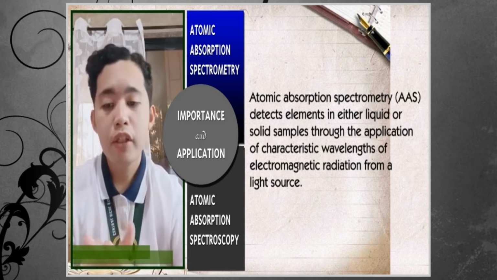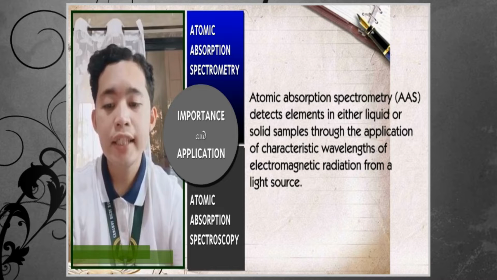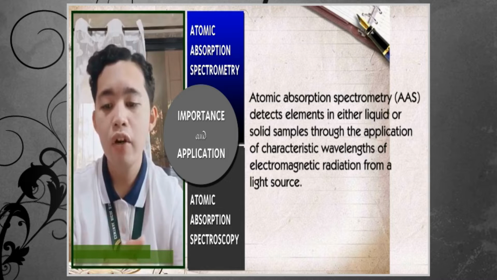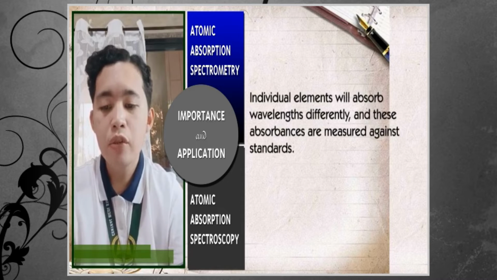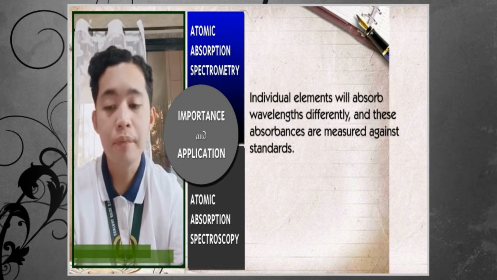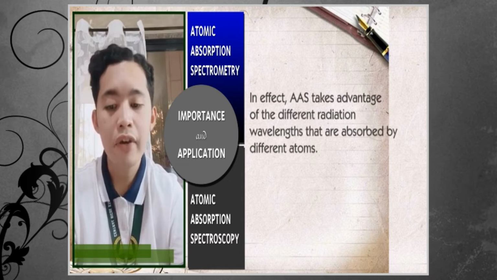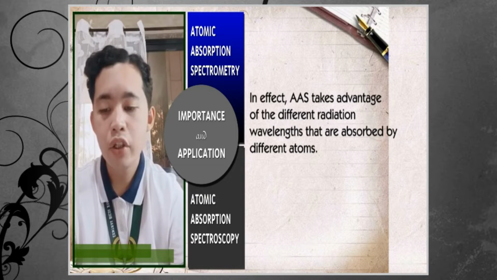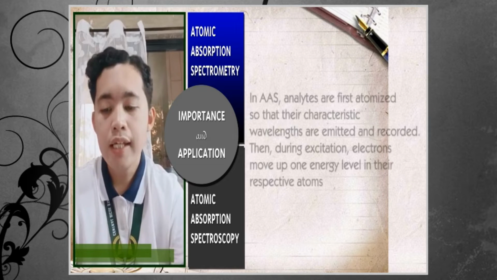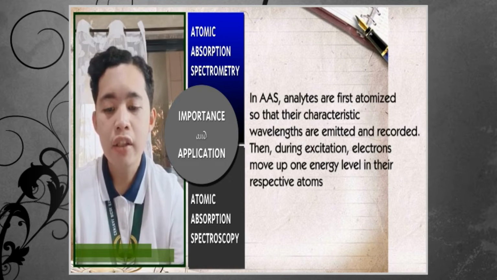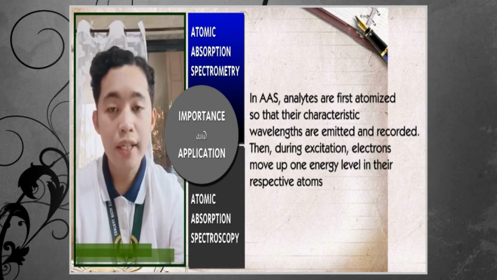Atomic absorption spectrometry detects elements in either liquid or solid samples through the application of characteristic wavelengths of electromagnetic radiation from a light source. Individual elements will absorb wavelengths differently, and these absorbances are measured against standards. In effect, AAS takes advantage of the different radiation wavelengths that are absorbed by different atoms. In AAS, analytes are first atomized so that their characteristic wavelengths are emitted and recorded.